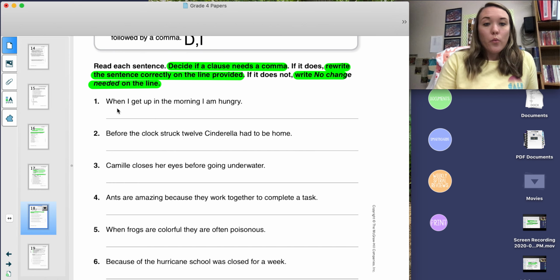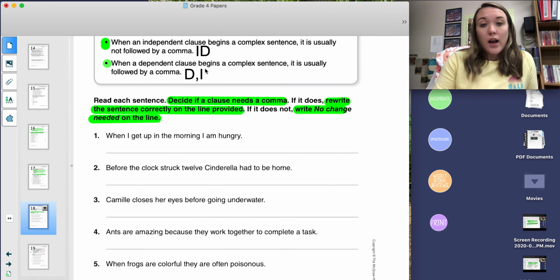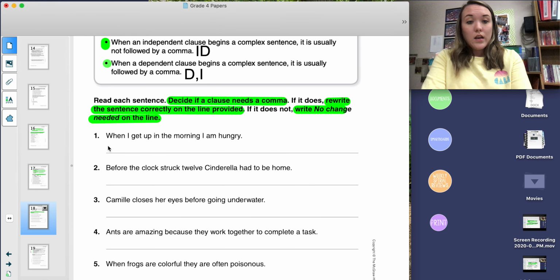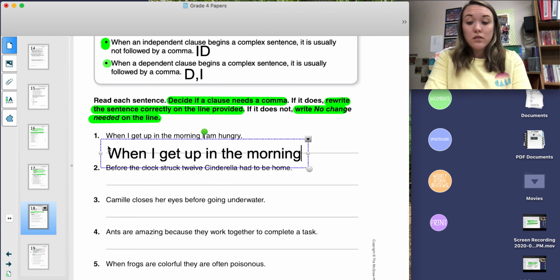Number 1 says, when I get up in the morning, I am hungry. I notice that this sentence begins with a subordinating conjunction, when. Therefore, this is a DI sentence, or dependent independent. Using my little abbreviation, I notice that I need a comma here. So when I get up in the morning is dependent, so I need to separate with a comma. I am hungry.